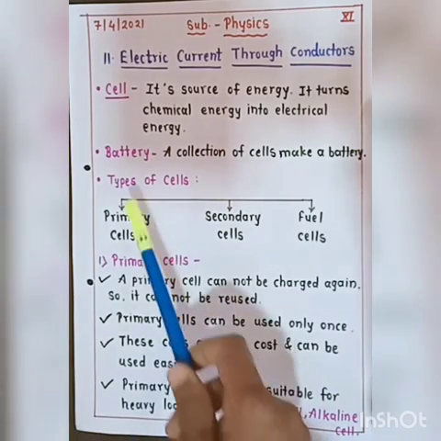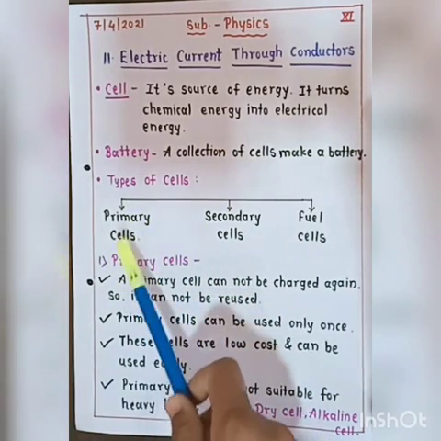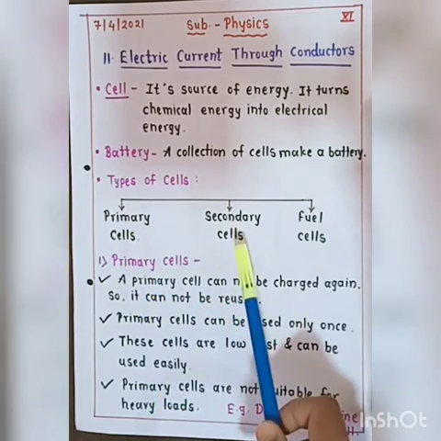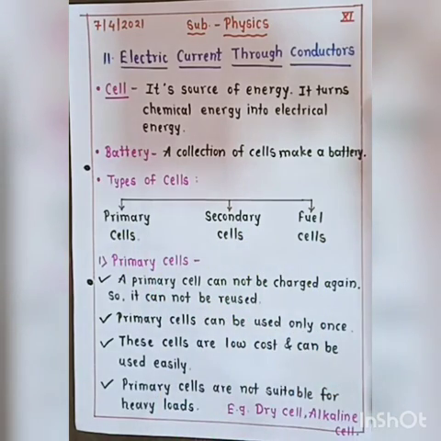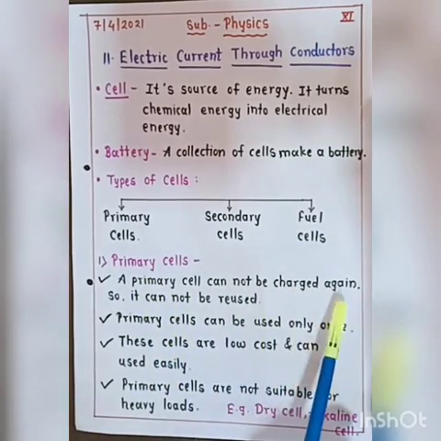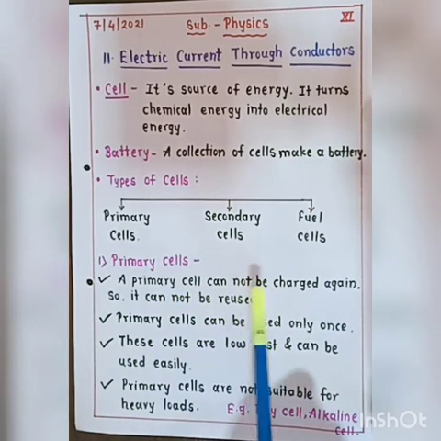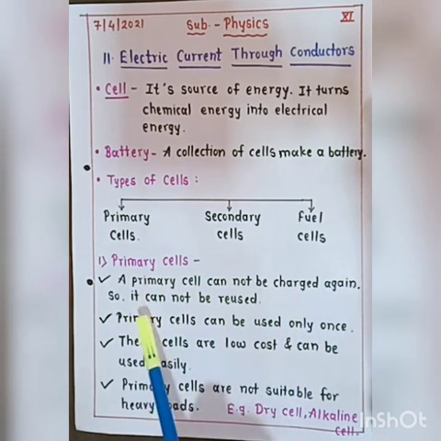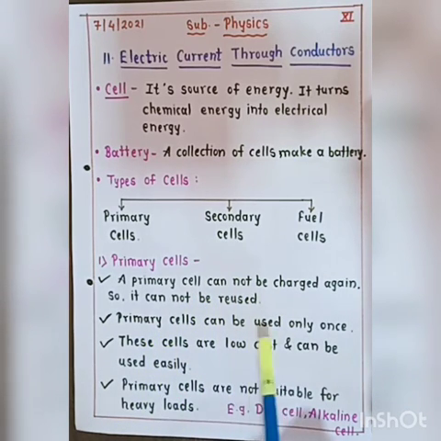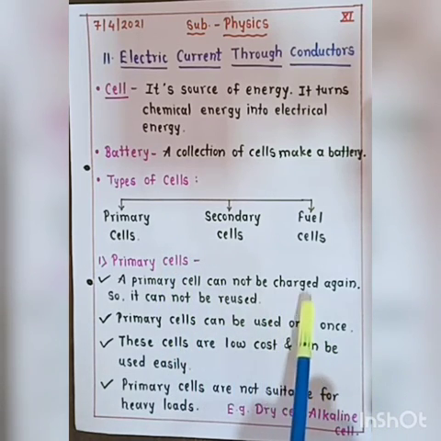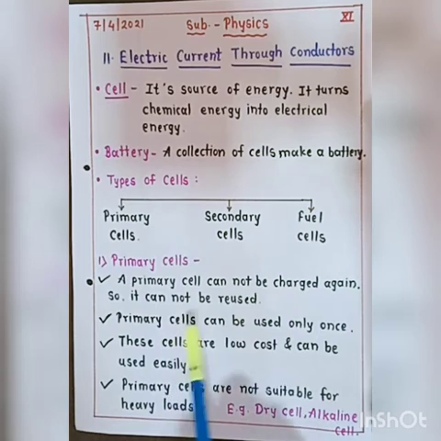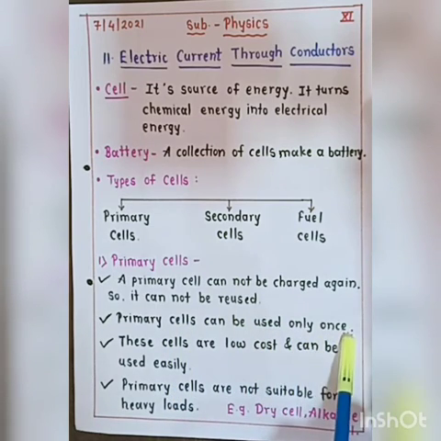Now next is types of cells. Cells are classified into three categories: primary cells, secondary cells and fuel cells. The first type is primary cells. A primary cell cannot be charged again, so it cannot be reused. As these cells cannot be charged again and again, primary cells can be used only once.